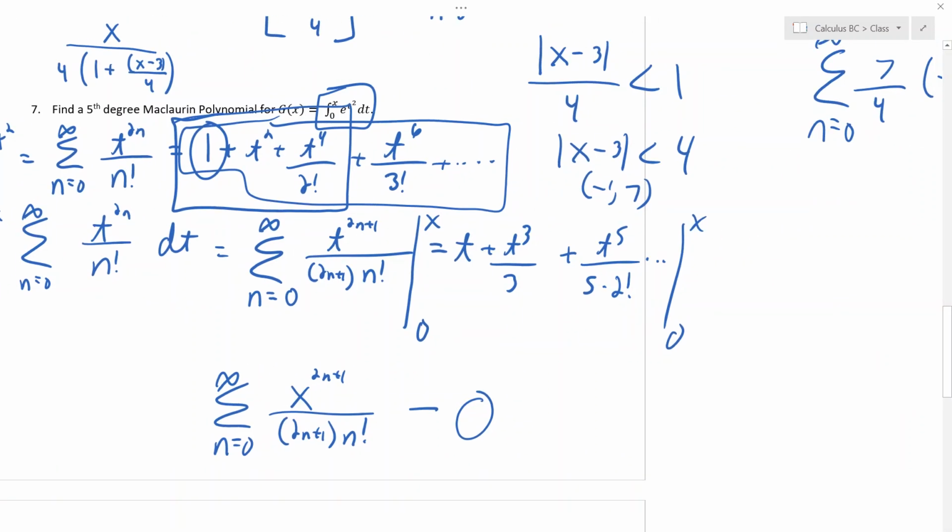Our answer is, if they ask us to find the series, there's a series. But our answer is x plus x cubed over 3 plus x to the 5th over 10.